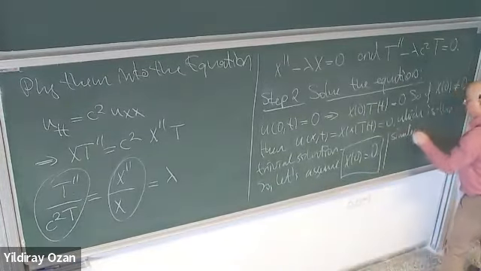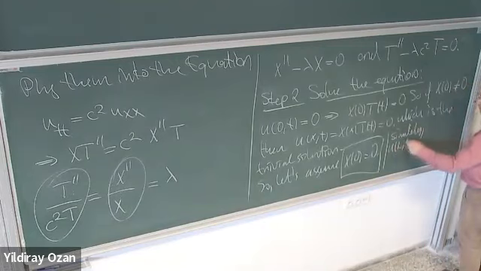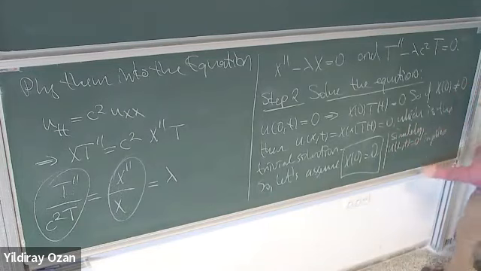Similarly, u at L, t equals 0 implies x of L is 0.